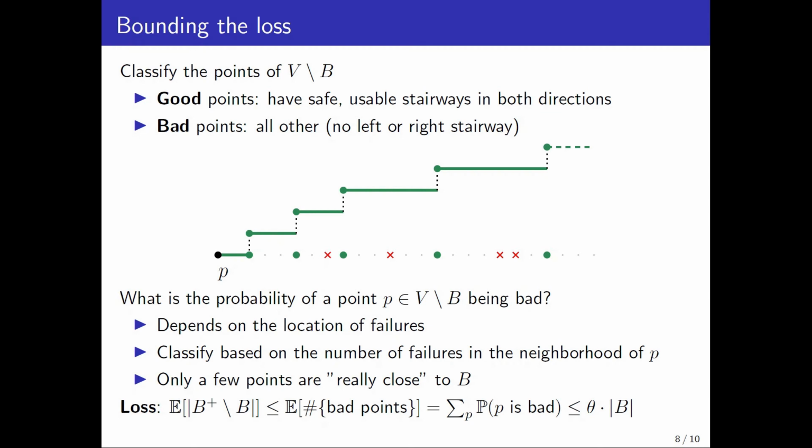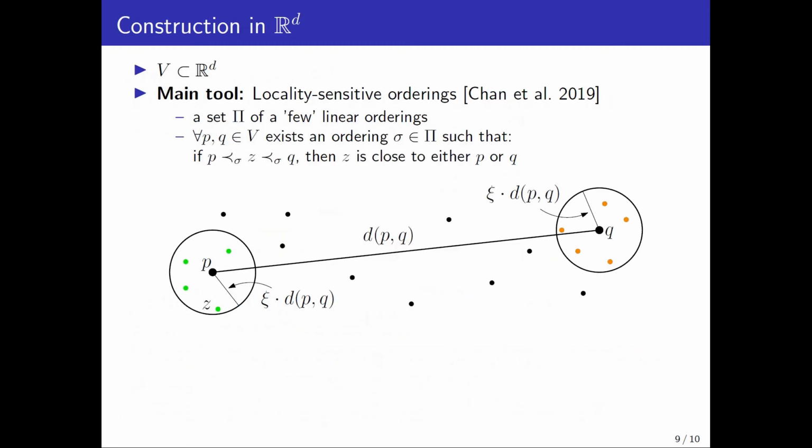So for this we classify points based on how close they are to the failed set in some suitable sense, and bound the probabilities for each of these classes. By doing the math carefully, we end up with the bound that we want for the expected number of bad points. So that was the one-dimensional construction.